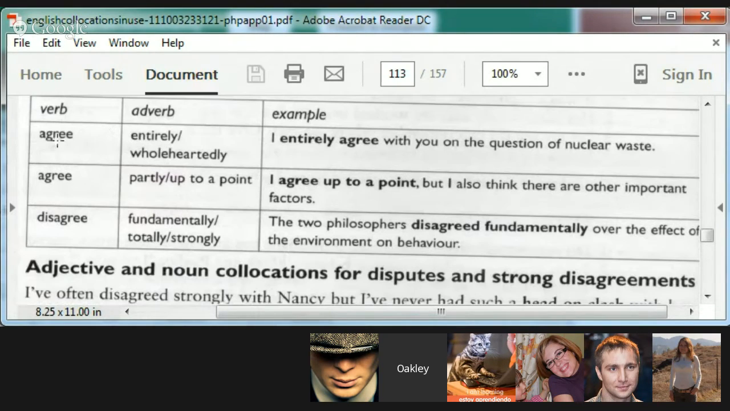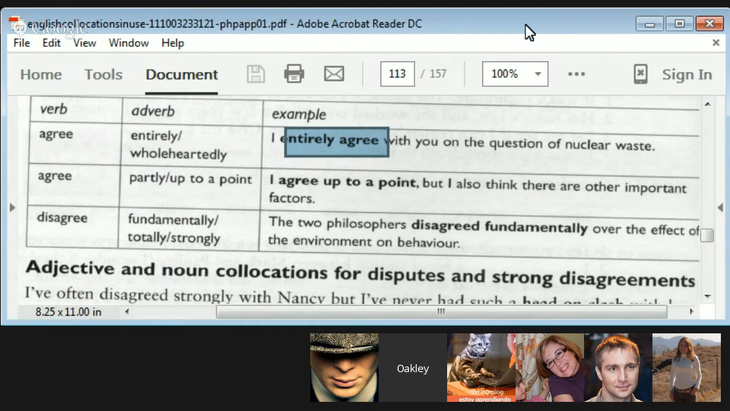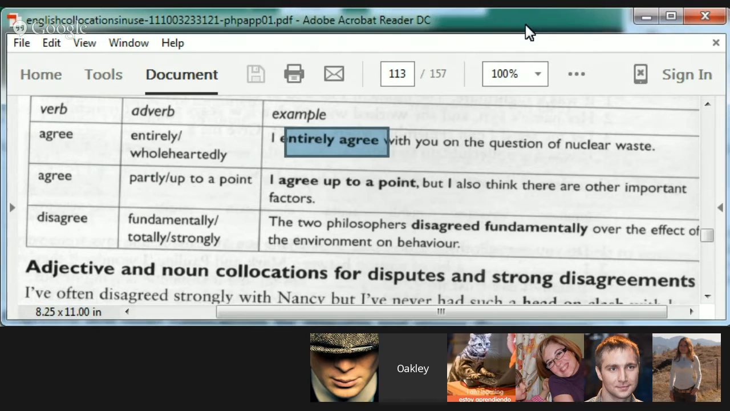Okay, verbs and adverbs. I actually already brought this first set up. Agree wholeheartedly, agree entirely, agree completely, agree absolutely. I entirely agree. I absolutely agree. When we want to show strong agreement, a scale, a degree of agreement, generally we do this: an extreme adverb and the verb agree is normal.